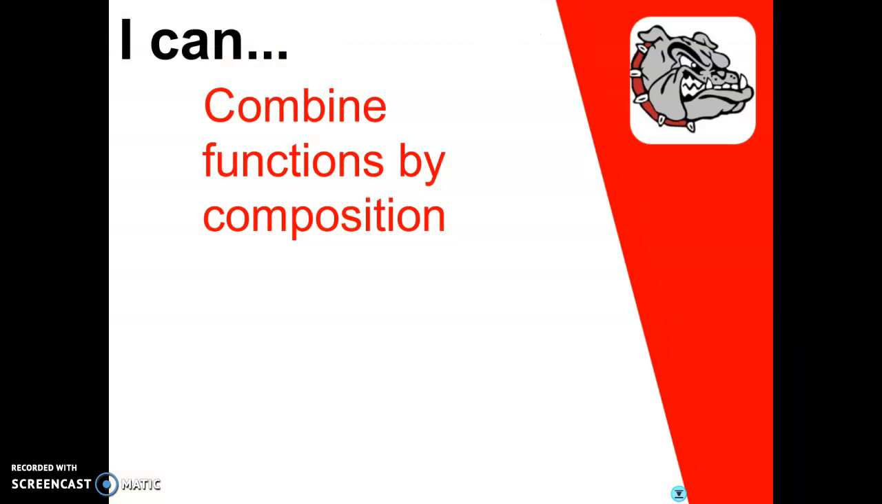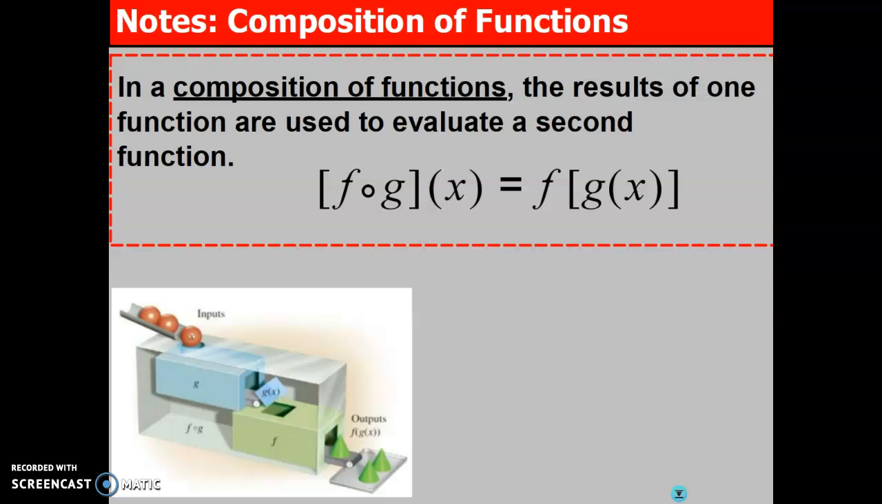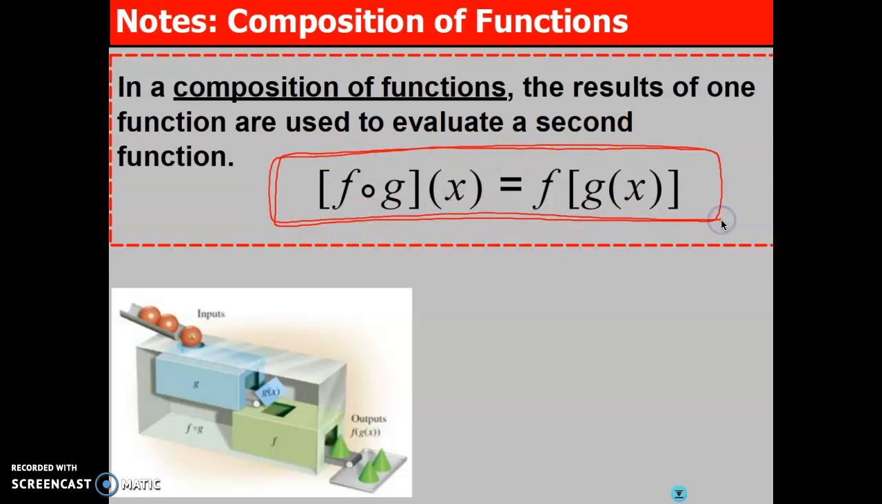Where we're going today then, instead of adding, subtracting, multiplying, or dividing functions, there's a new operation where we can combine functions using something called composition. If you have the notes that I printed, it gives you this definition that in a composition of functions, the results of one function are used to evaluate the second function. What you'll need to write is this notation that's used. So this notation reads f of this open circle.